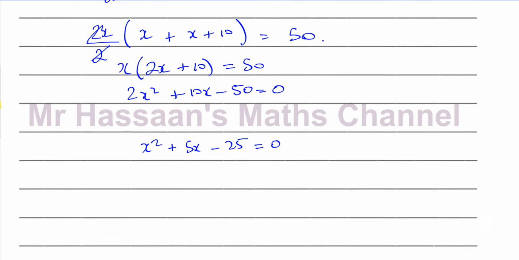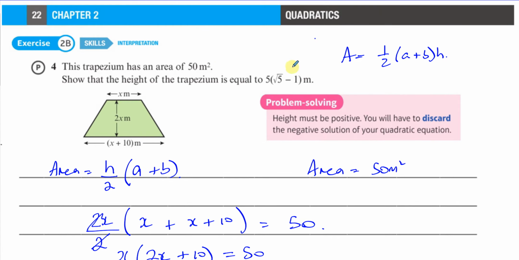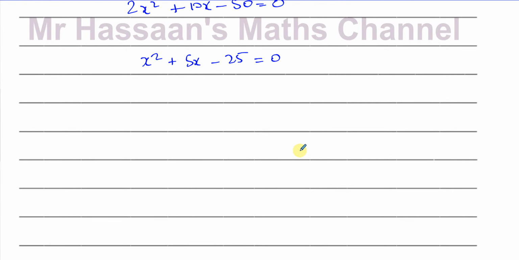And now we can try to solve this. Now this won't factorize. We know it won't factorize because of the way that the answer is going to look: 5 times root 5 minus 1. So of course you're going to end up with an irrational answer. So this is not going to factorize. No bother trying to factorize. We can use the formula. We can complete the square.